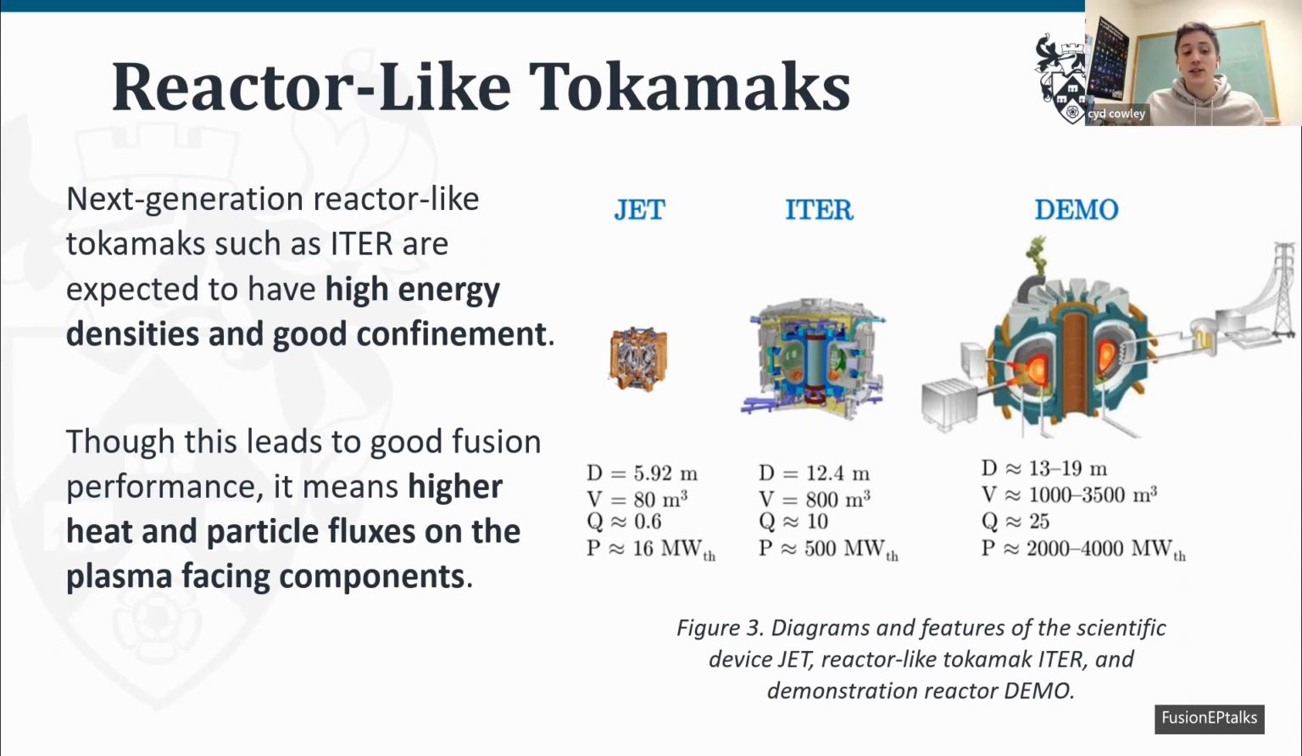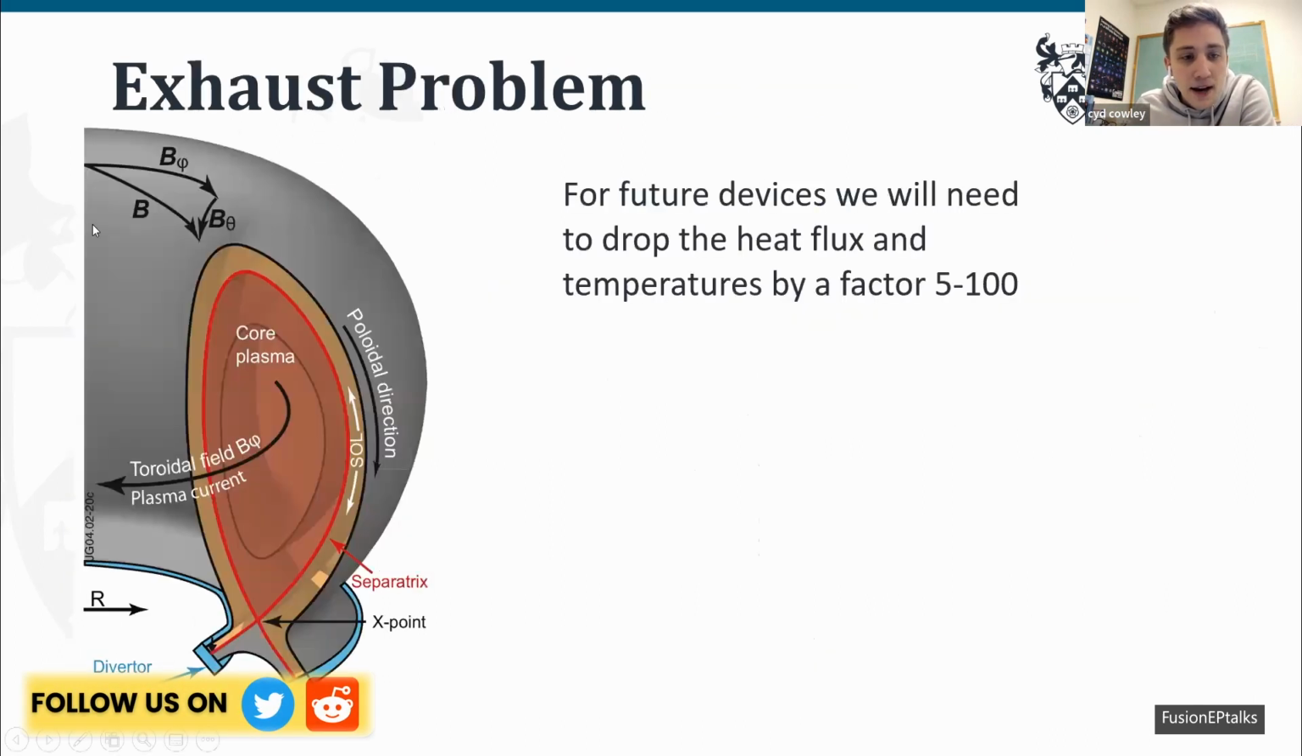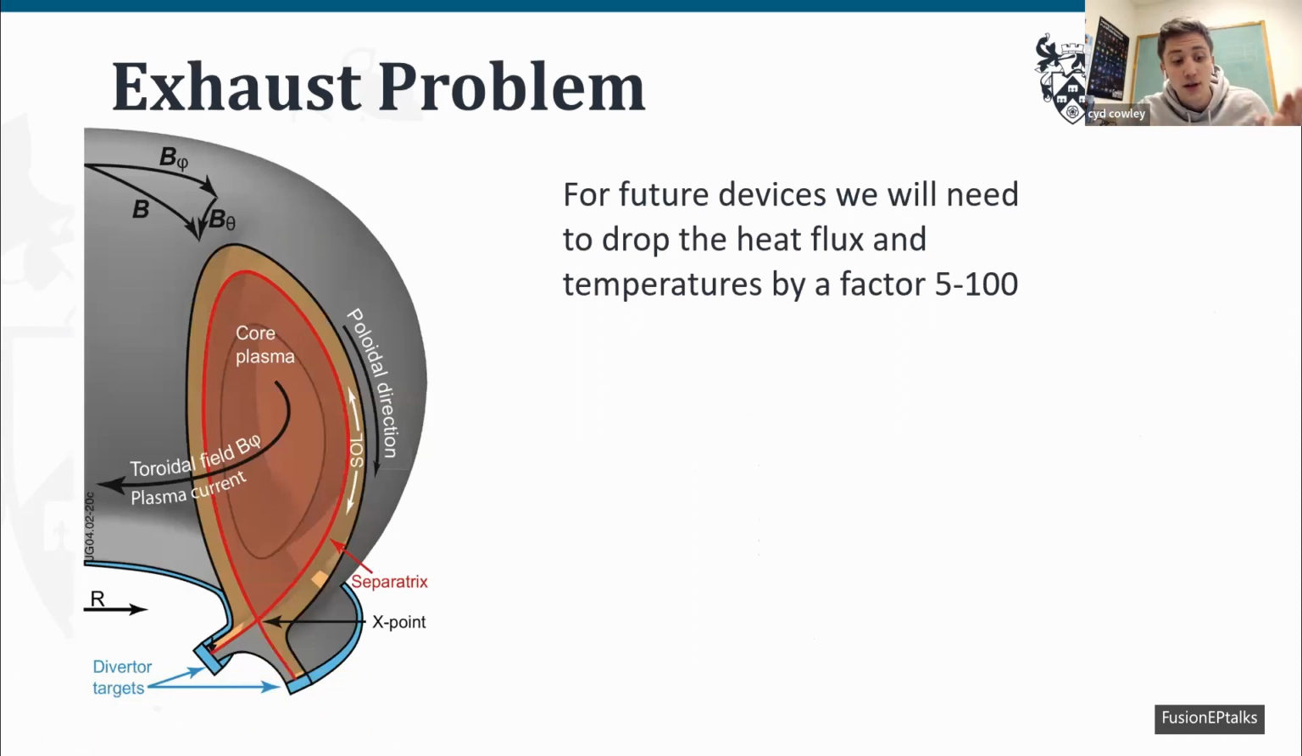And so for these next generation devices, there's going to be massive heat and plasma fluxes towards these plasma facing components. In fact, for ITER and DEMO, the unmitigated fluxes would be way too much for even the strongest materials to handle. And so for future devices, we've got this exhaust problem, where we essentially have to drop heat fluxes and temperatures by roughly a factor of 5 to anywhere between 5 and 100 from here to there.